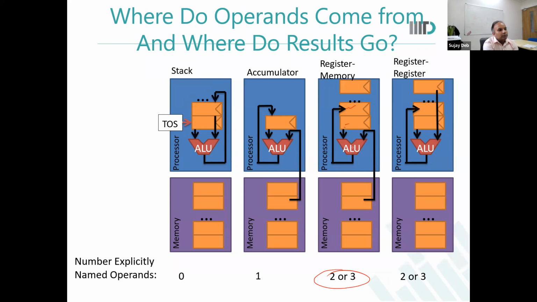The other option could be that you have this as one of the inputs, and the result is also stored in this only. In that case, you don't have to explicitly mention the destination register. That's how it becomes 2. And in case of the register model also, same thing. You can have 3 different registers for your 2 sources and destination, or one of the sources could be your default destination. In that case, you need 2 explicitly mentioned or named operands.